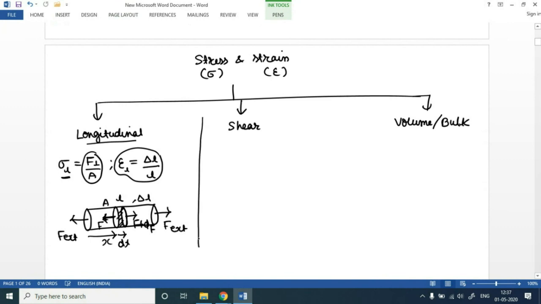Whereas shear stress and strain we can define as follows. Shear stress would be parallel force on a surface upon the area of the surface, and shear strain would be defined as something called delta x by L.